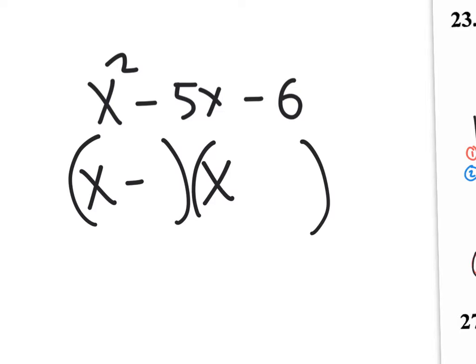times 1. Negative 6 times positive 1. A lot of us are thinking 2 times 3, right? But if you add the negative 2 and the positive 3, or the negative 3 and the positive 2, it will not give you the middle value, negative 5. So it is negative 6 and 1.